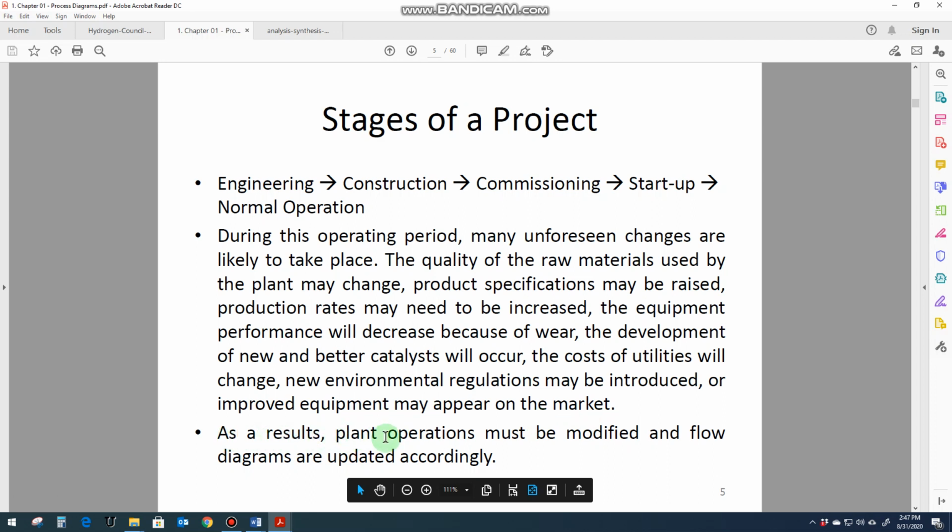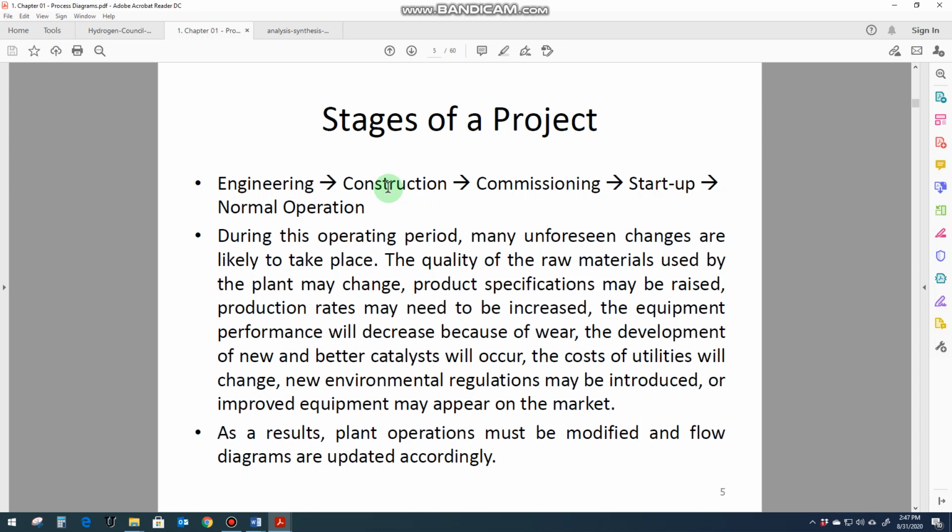Okay. As a result, plant operations must be modified and flow diagrams are updated accordingly. Okay, so these are the unforeseen circumstances that could happen, and your design should permit incorporating these changes. So the engineering design that we make at the start of the project is just based on the input and the output information. Now, once any design is approved and we make an actual plant, then maybe the specification of the product would change.